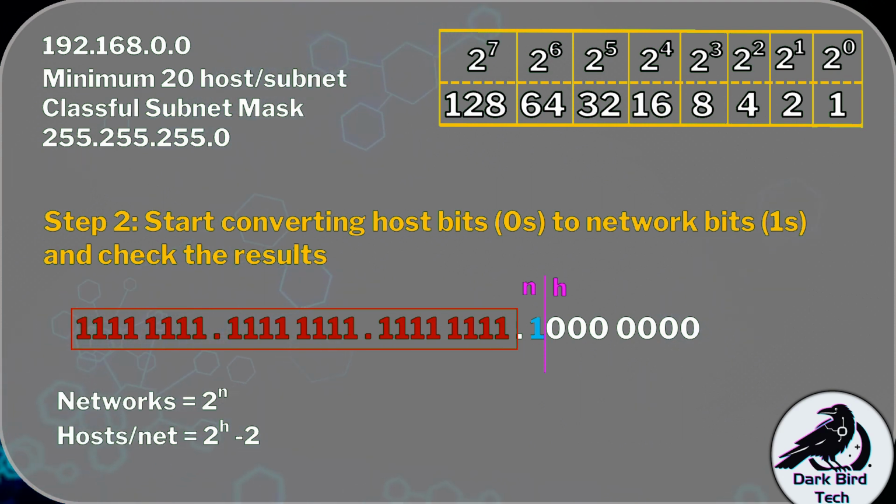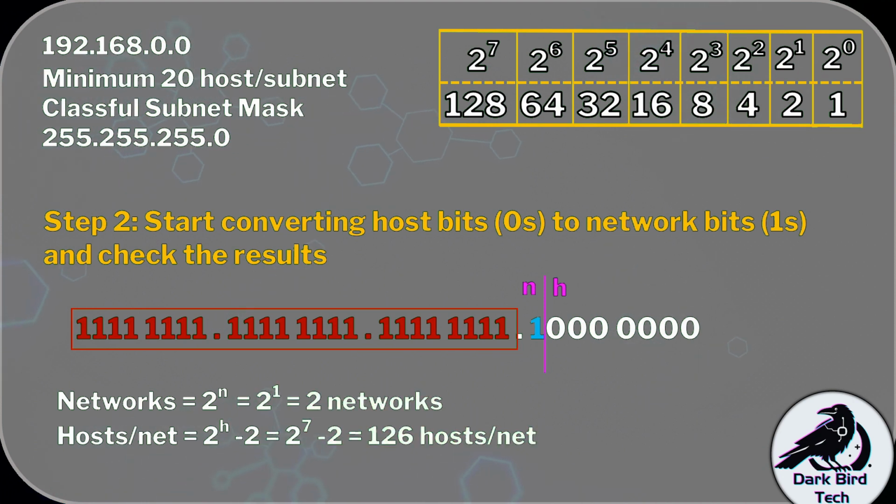Now, let's plug those into our formula. 2 to the n, so we've got 1 new network bit. And h, we've got 7 zeros left behind. So our formula is going to read 2 to the 1, or just 2 basically, for the number of networks, and 2 to the 7 minus 2, which is 2 to the 7, 128, minus 2, gives me 126 hosts per network. So I'm a lot closer to that 20 hosts I'm after, but I reckon we could get a lot closer.